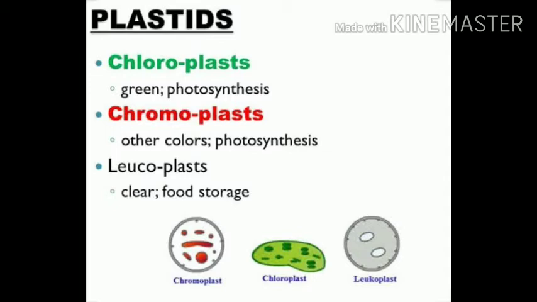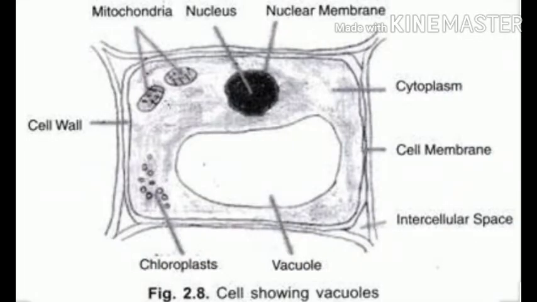Okay, like mitochondria, plastids also have DNA and ribosomes. So altogether we can say that they are as similar to the mitochondria in animal body cells. Okay, now we will read another topic, another organelle, that is the vacuole. Yes, vacuoles are present in both animal and plant body cells.